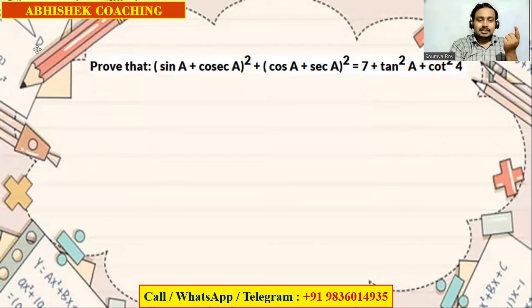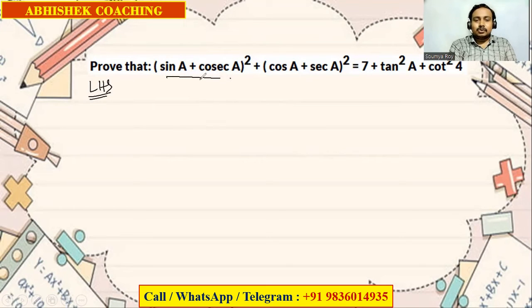So let's solve this. We have to prove this. Sin a plus cosec a whole square plus cos a plus sec a whole square is equal to 7 plus tan square a plus cot square a. So let's take the LHS, and you know, a plus b whole square is a square plus b square plus 2ab. Is it?